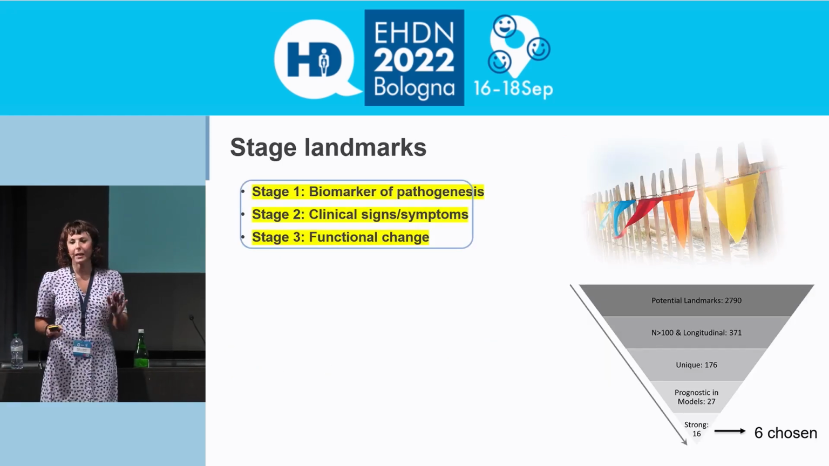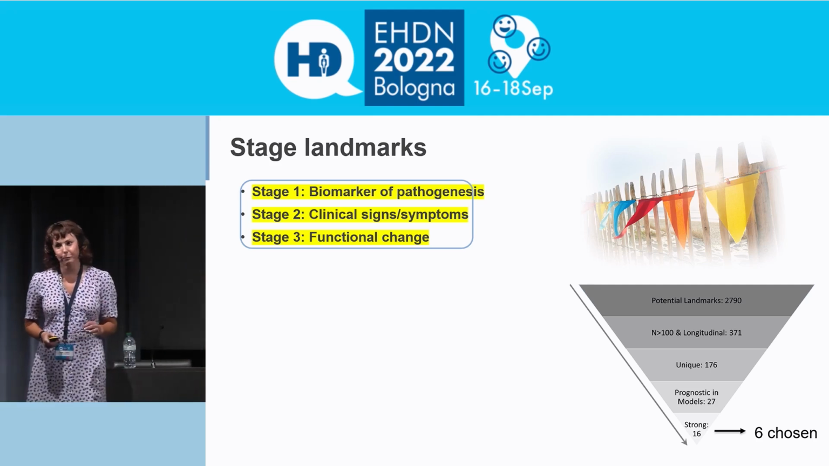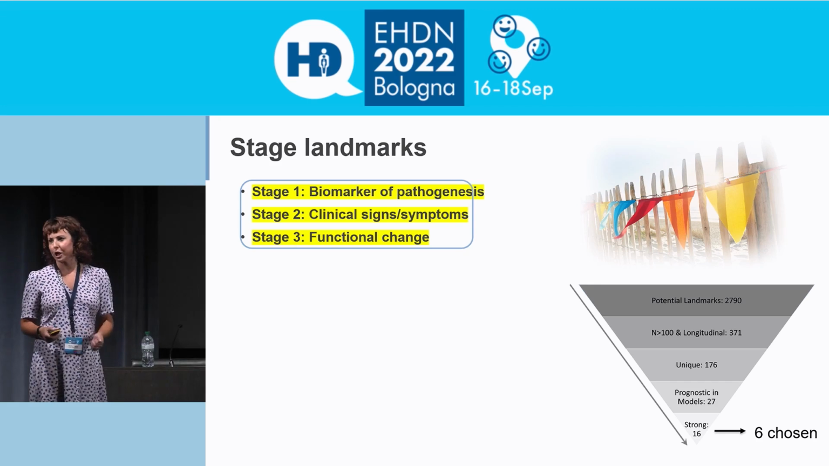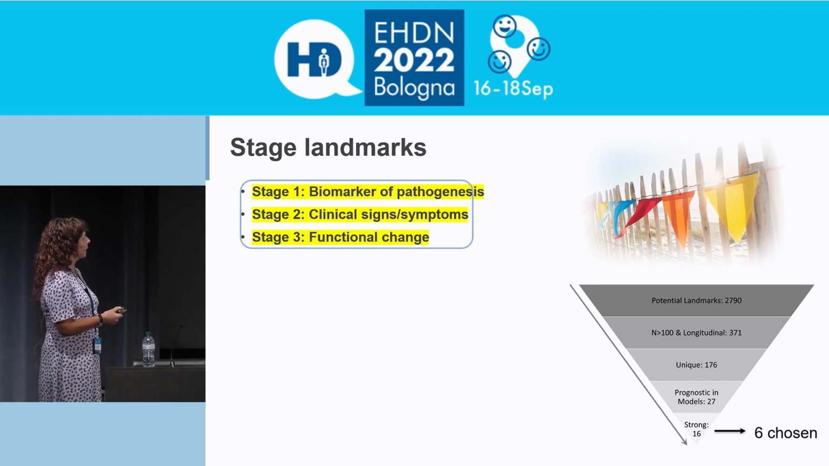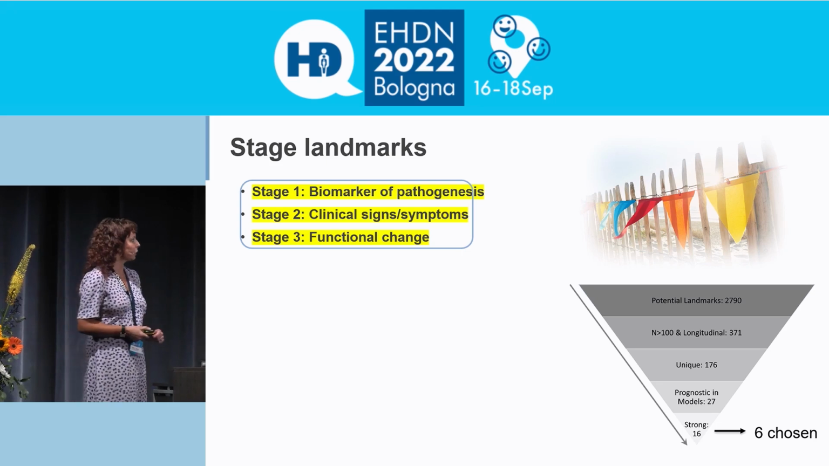So, how did we come up with the stage landmarks? We had to do this in a very objective way. So, stage 1 was a biomarker of pathogenesis. Stage 2 was a clinical sign and symptom, and stage 3 was a functional change.